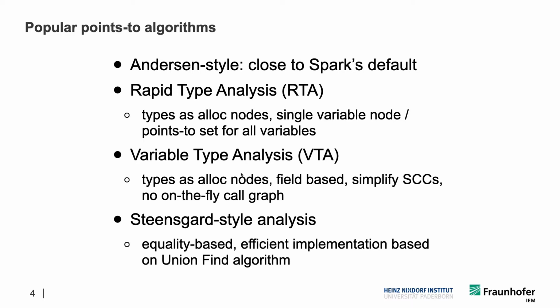Then we discussed the much more precise VTA analysis, which is pretty similar to Anderson style, but it has the main difference that it uses types as allocation nodes, so it's more coarse-grained. You cannot distinguish different allocation nodes of the same type anymore. And we also briefly discussed Steensgaard style analysis, which is an equality-based analysis that Spark basically models by using bidirectional edges in the pointer assignment graph.